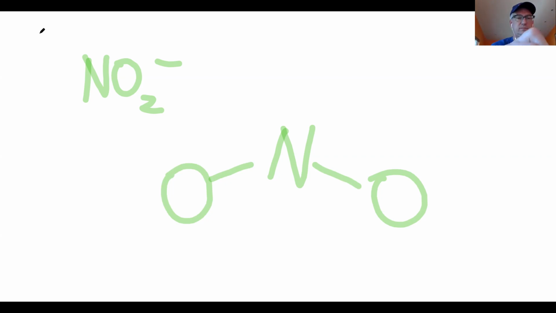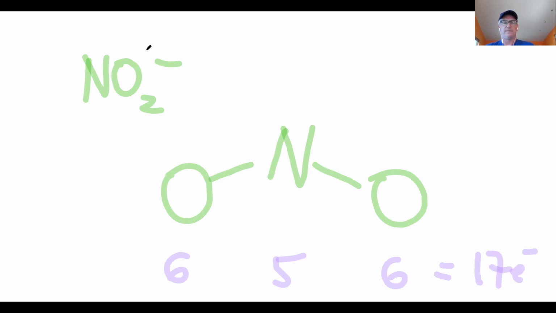Each oxygen has 6 and nitrogen has 5. Yep, exactly. So we have 6 and 5 and 6, so that equals 17. So are we done? And then you gotta account for the ion. There you go, 18. So 18 electrons.